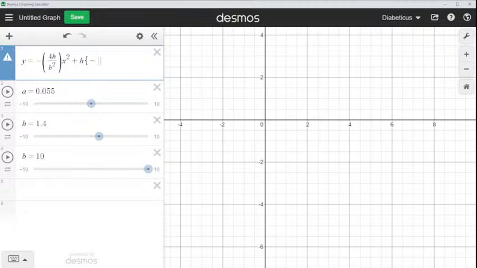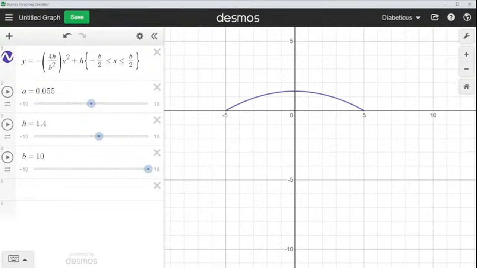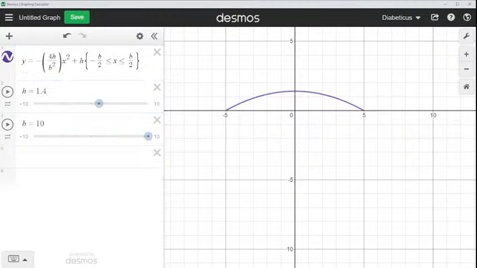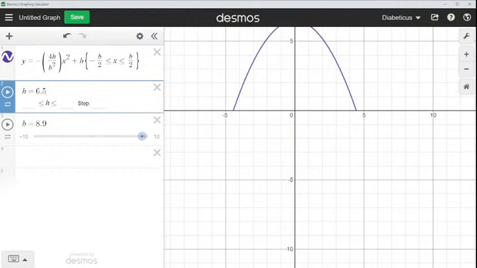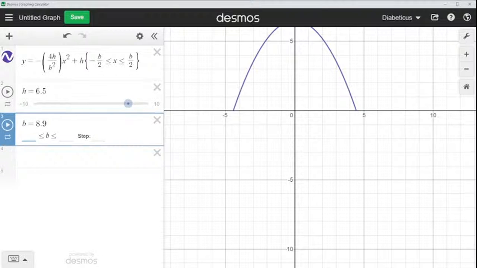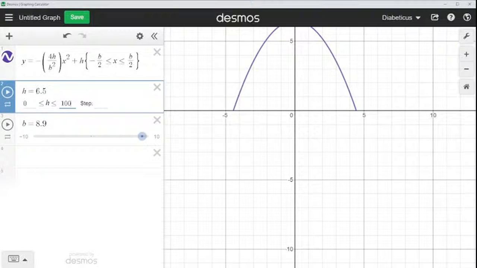I gotta mess with words for a bit. So the bounds is negative b halves to b halves, right? And I can get rid of this a, get out of here. And I can do it like this, right? There you go. And the height is same as ever.